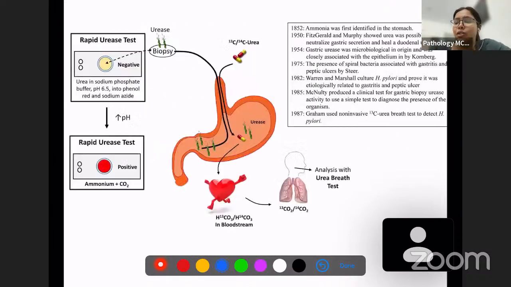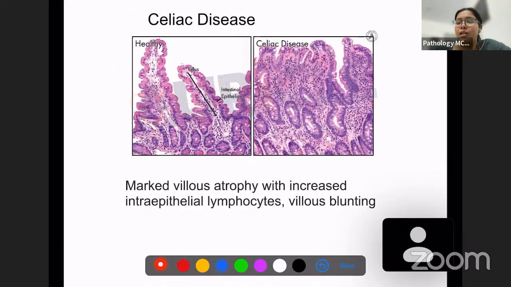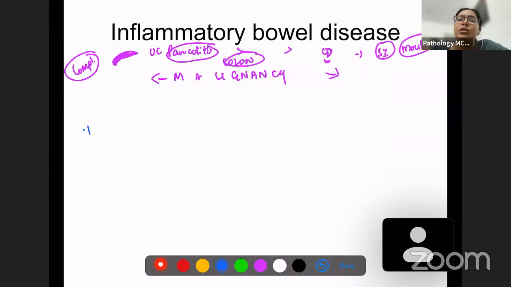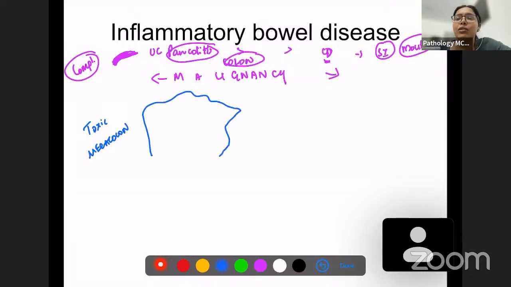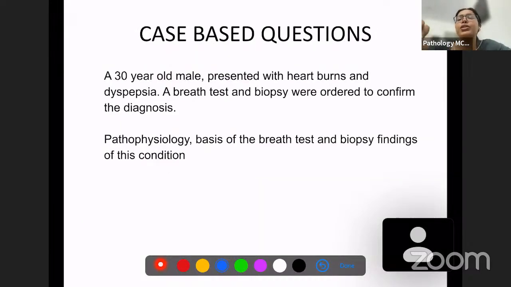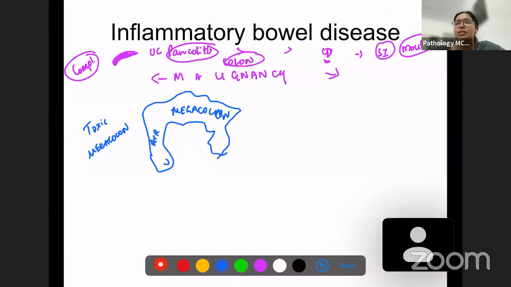Okay, and then a few complications. Ulcerative colitis can cause toxic megacolon. Okay, this is where the colon dilates very much and is filled with air. This is what is called toxic megacolon. Usually there is a superimposed infection in these cases.